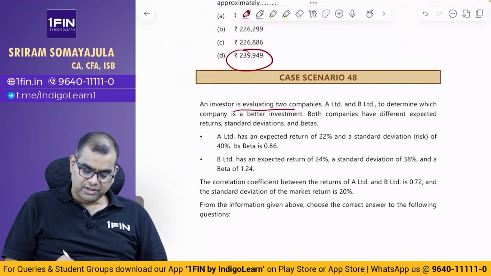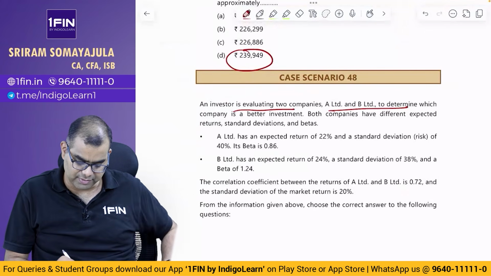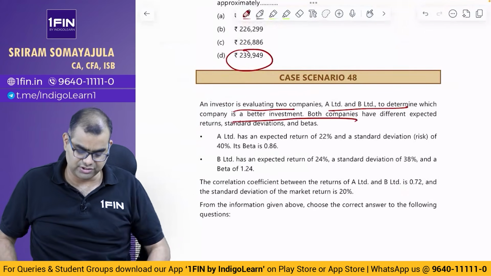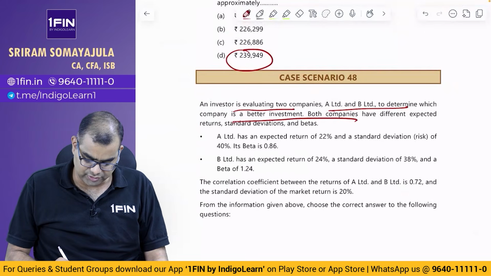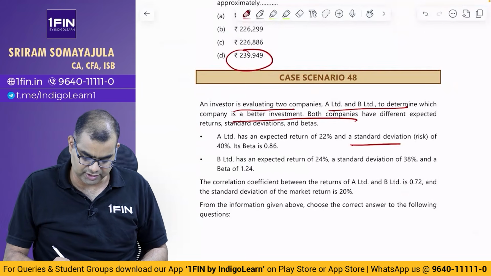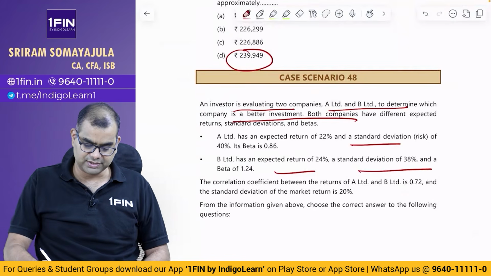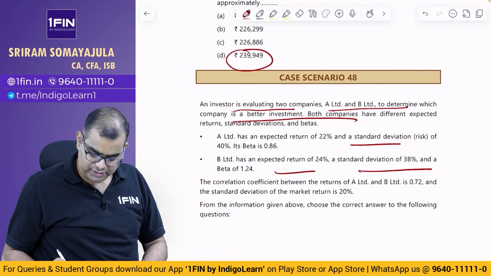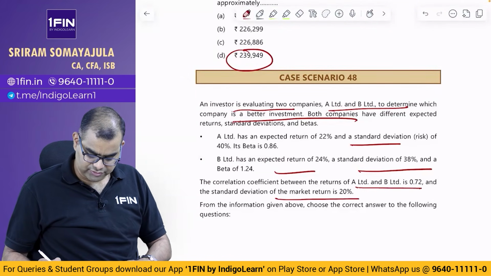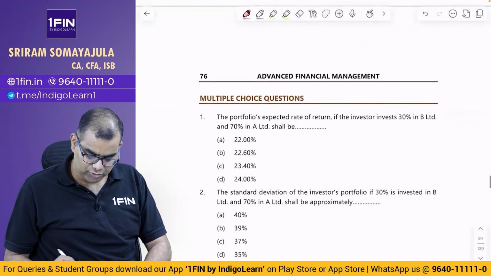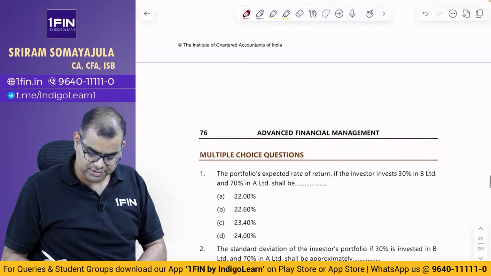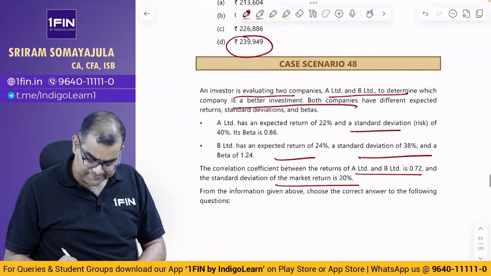Next, an investor is evaluating two companies A and B to determine which is better. Both have different expected returns, standard deviations and betas. A has a return of 22 and standard deviation of 40%. Its beta is 0.86. B has expected return of 24, standard deviation of 38% and beta of 1.24. Correlation coefficient between returns is 0.72. Standard deviation of market is 20. Choose the correct answer. Portfolio's expected rate of return. Investor invests 30% in B and 70% in A.